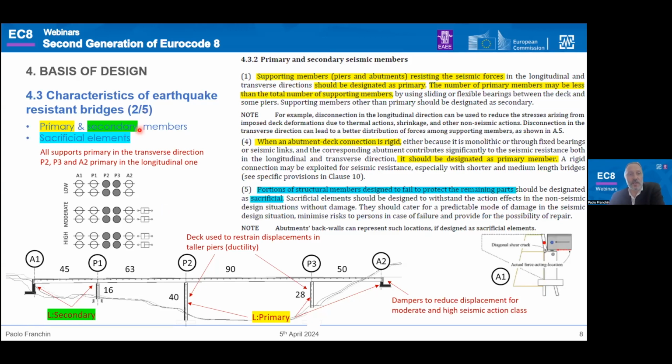The new extra definition that is in this part 2 is that a sacrificial element, typically abutment back walls, in order to contain the size of deck joints, for instance, the cost and the maintenance, can be designed to fail in the event of an impact with the deck, as long as they are easily repairable. So this is admitted by the code.